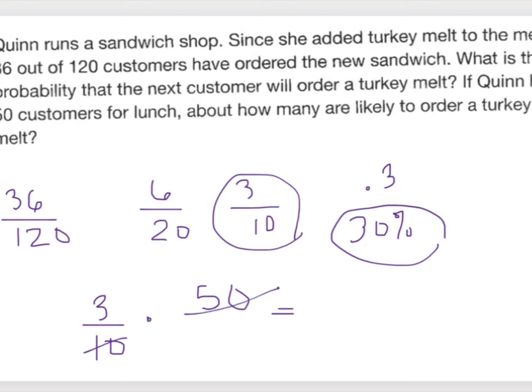We could cancel, and 5 times 3 is 15, and she's going to have 15 customers wanting a turkey melt. She can pretty much bank on that, so she'd better have enough ingredients to make 15 turkey melts.